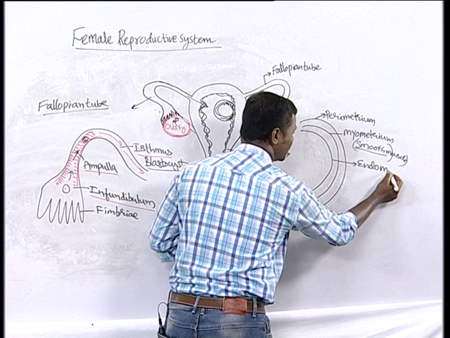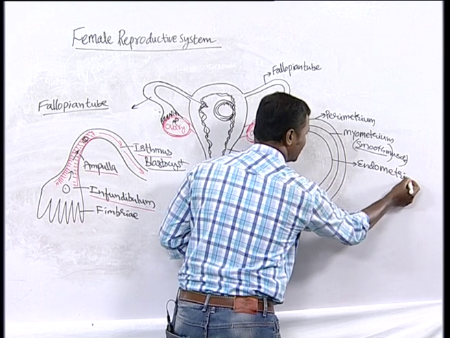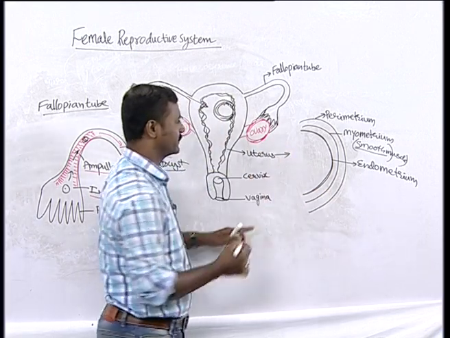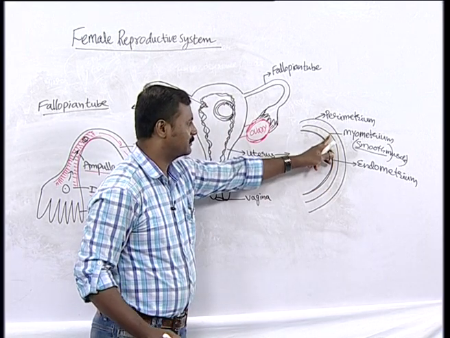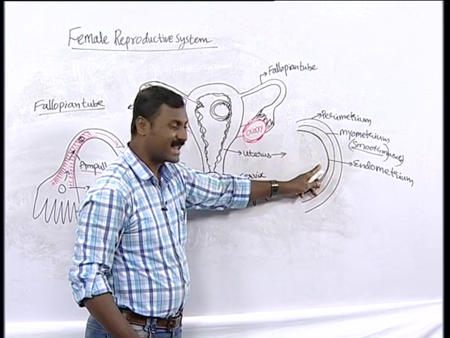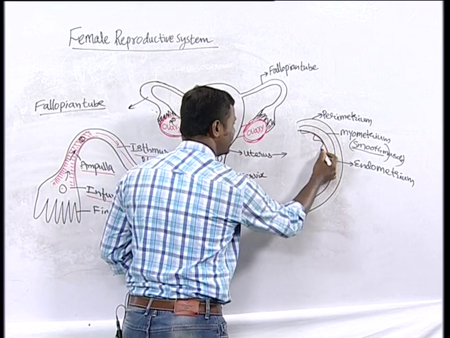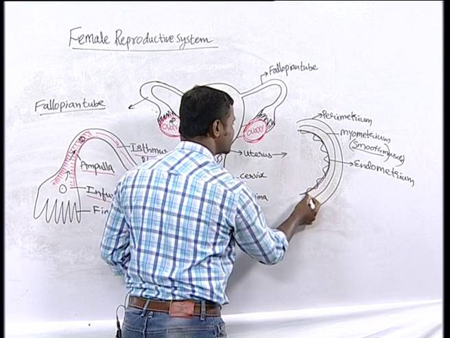Which one is the lower layer? The endometrium layer is the inner lining of the uterine wall. So like that: perimetrium outer, myometrium middle, endometrium inner. So like that 3 layers are there, but the endometrium layer is not so constant.